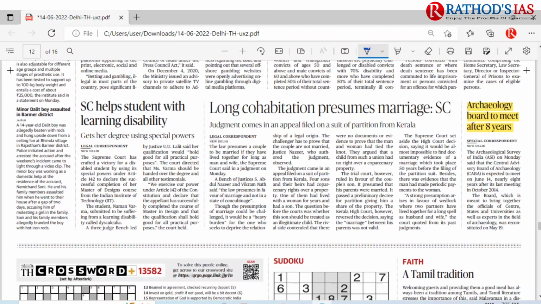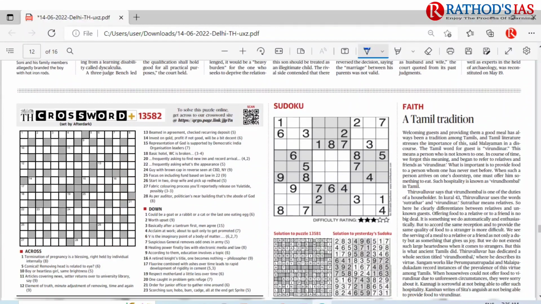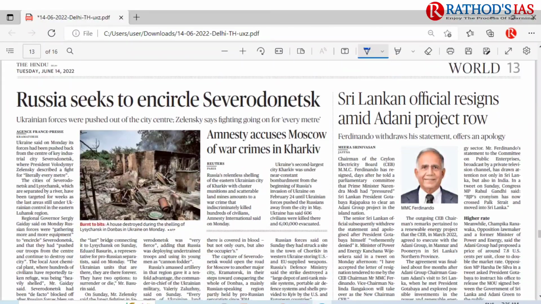And this one is Archaeology Board to meet after 8 years. Here the ASI, that is the Archaeological Survey of India, said that the Central Advisory Board of Archaeology is expected to meet on June 14th, nearly 8 years after the last meeting. So you need to know about the importance of the Archaeological Survey of India and the recent studies which have been done.